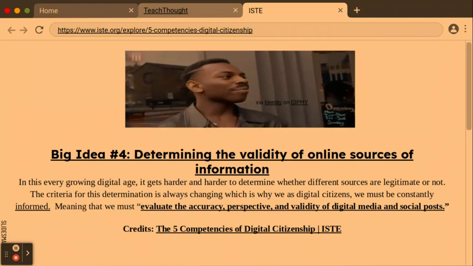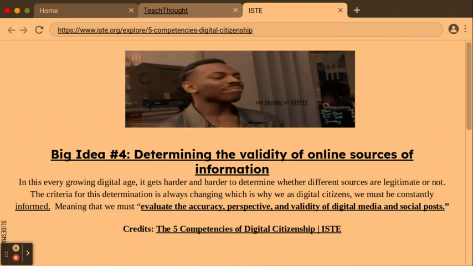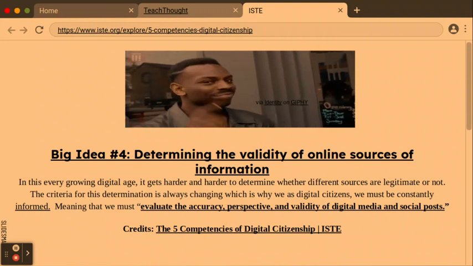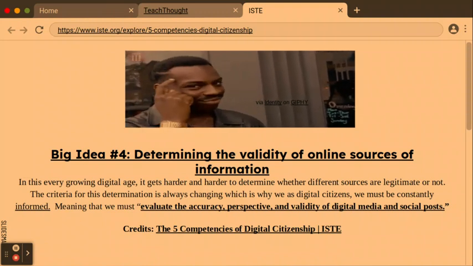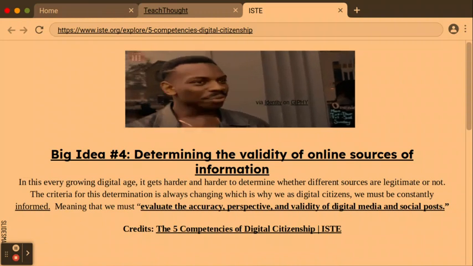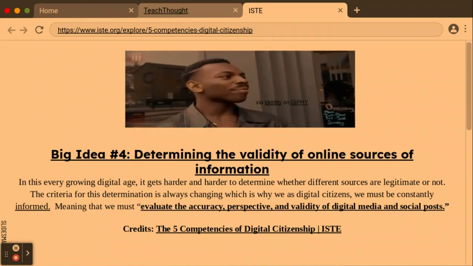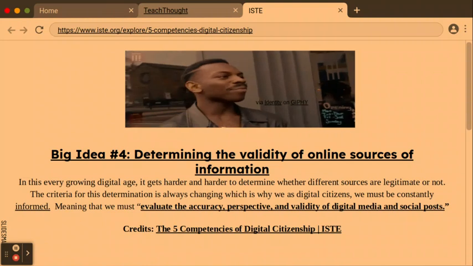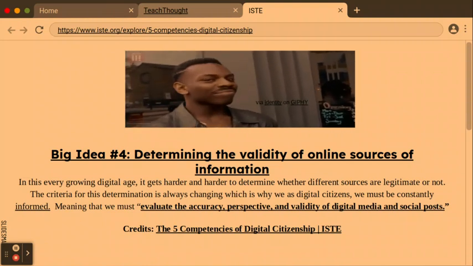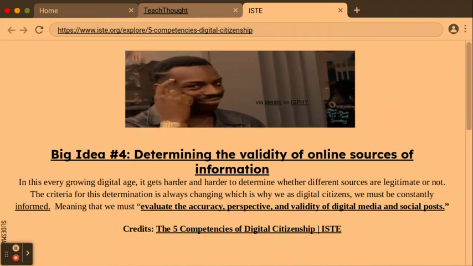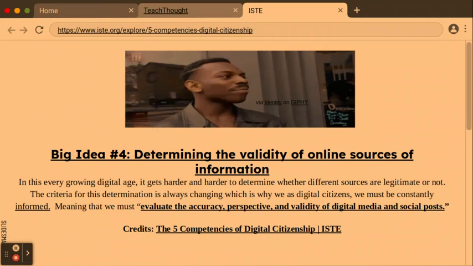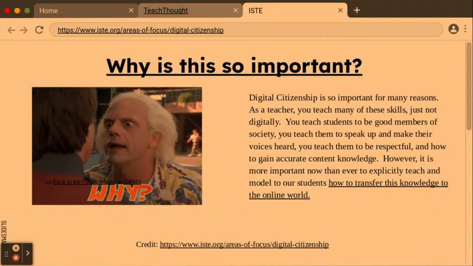Then probably one of the biggest ideas I wanted to bring up was how to teach your students to determine the validity of online sources. It's harder and harder every single day to determine what's credible and what's not. And what's even harder is there's not really one certain way to know for sure. So as digital citizens, we have to evaluate the accuracy, perspective, and validity of digital media and, of course, that social media layer every single day. We have to stay up to date.